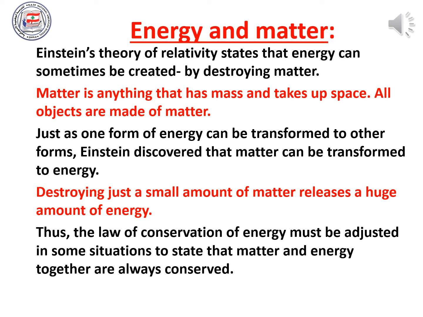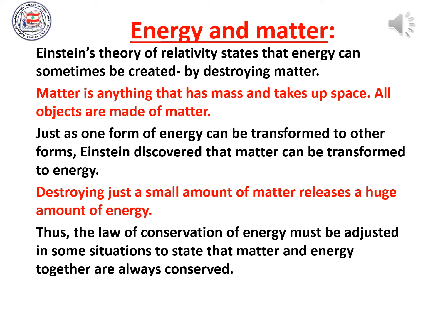Energy and matter. Now we reached a point where we are going to talk about the relationship between energy and matter. Einstein's theory of relativity states that energy can sometimes be created by destroying matter. So we already said that energy cannot be created or destroyed, and it has an exception. This exception is what Einstein talked about. He stated that energy can sometimes be created. How? By destroying matter.